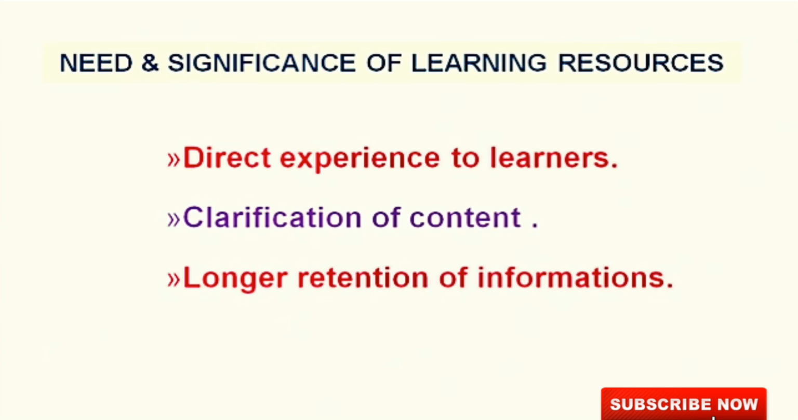The second one is about clarification of the content. There are so many concepts or subject matter written in the book, but their language is so vague that it is very difficult for the learner to derive any meaning out of it. But when the teacher uses the learning resource, it makes an image in the mind of the learner and there occurs a clarification of the content. It means the content becomes very easy for the learner.